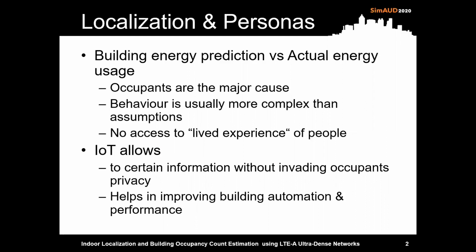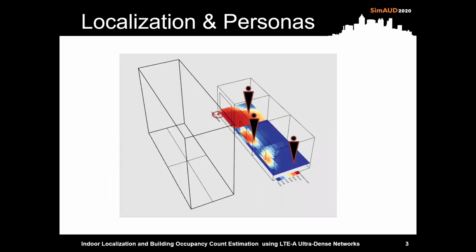Alternatively, IoT allows us to have access to certain information without invading occupants' privacy, for example, their current activities or location. For example, in this building model, the person that is far away from the window and on a cooler side may set the thermostat higher than the person on the far left who has more exposure to sunlight. It is crucial to consider the spatial behavior to minimize the gap between the predicted and actual energy use.